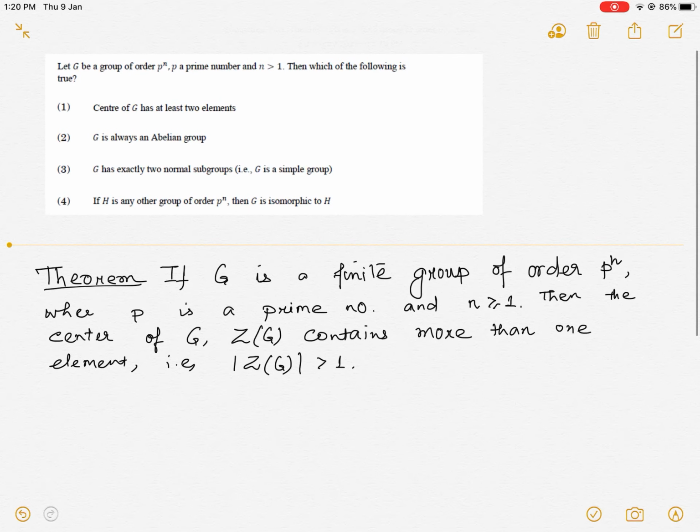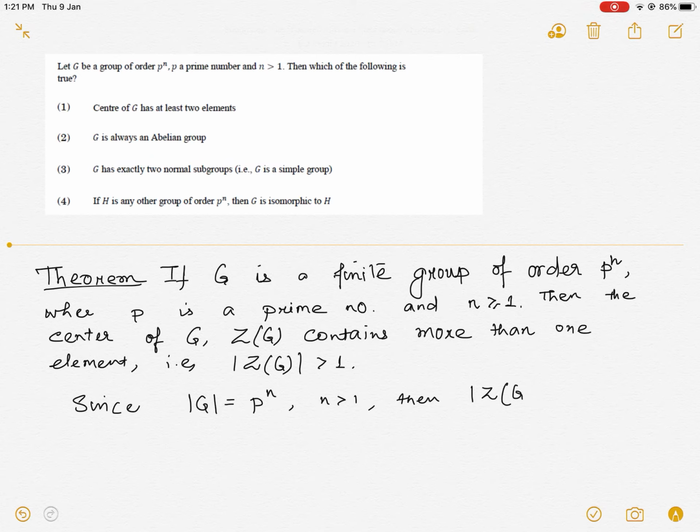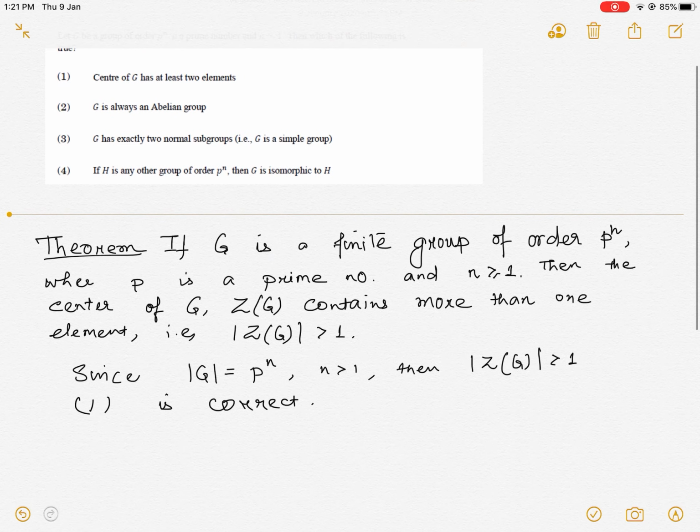So we can write, since the order of G is equal to p to the power n where n is greater than 1 and p is a prime number, then the order of Z(G) is strictly greater than 1. Thus, the center of G, that is Z(G), has at least 2 elements and option 1 is correct. We will check the other options.